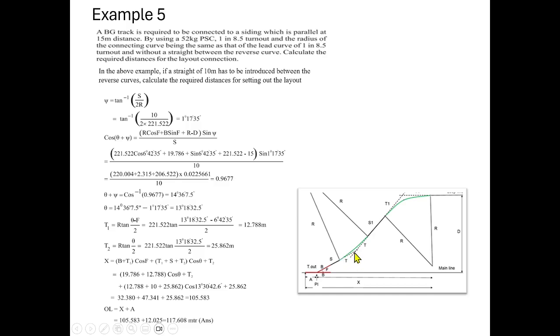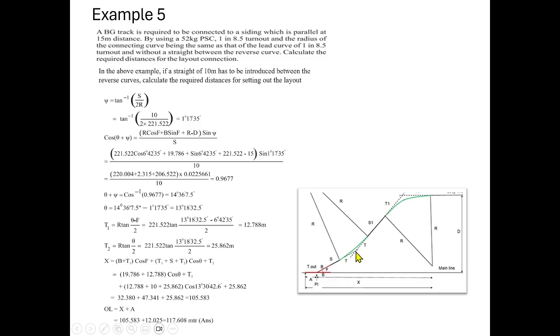We come up to this point. Here s is 0 now, because we don't have any straight after the heel as far as this problem is concerned. So here b plus t cos f, then s plus t2 here. So we are able to get the total distance up to this point. Then again we add the t2 distance, so that we are able to get the x distance.